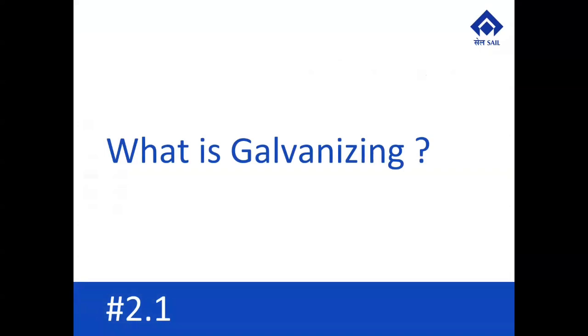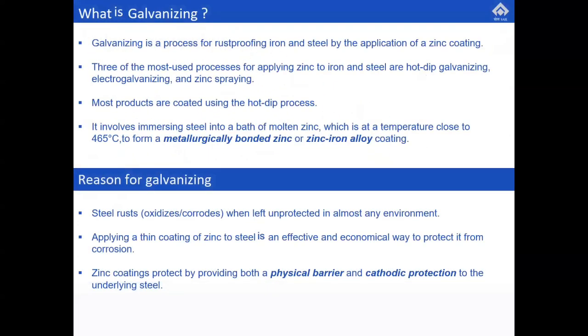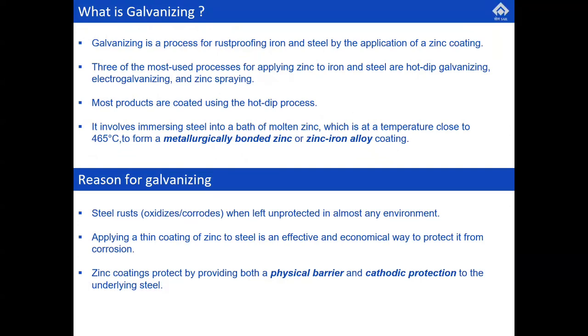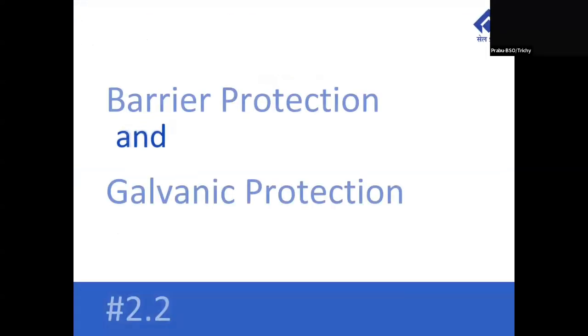So just basics of galvanizing, as we all know, galvanizing is the process of rust proofing iron by the application of zinc coating. It involves immersing the steel into a bath of molten zinc at a temperature close to 465. The melting point of zinc is 419.5, but I will be sharing a solubility curve. According to the solubility curve, globally, all galvanizers across the globe maintain a zinc pot temperature of 460 to 465. We maintain it at 460 at HDGL.